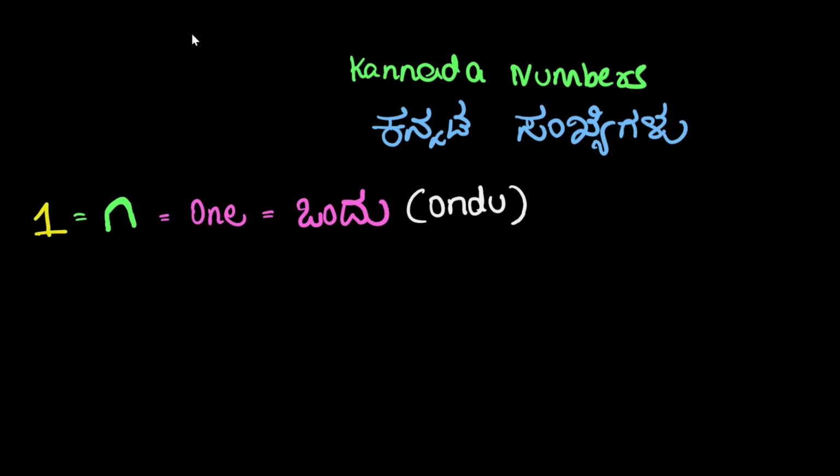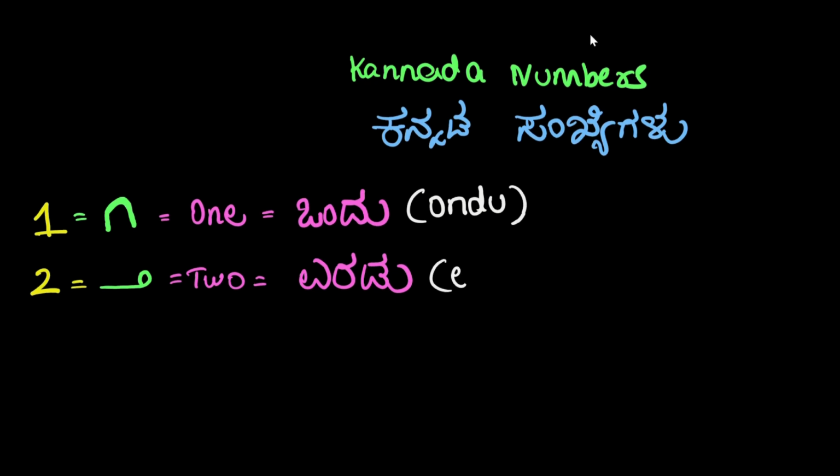Next, 2. How will I write 2 in Kannada? So this is 2 in English, I mean the normal number is like this, and in Kannada, 2 is written like this. Okay? So 2 is known as Eradu.